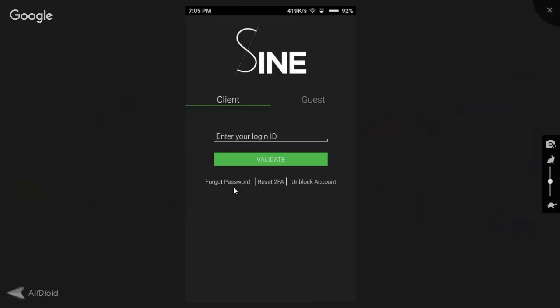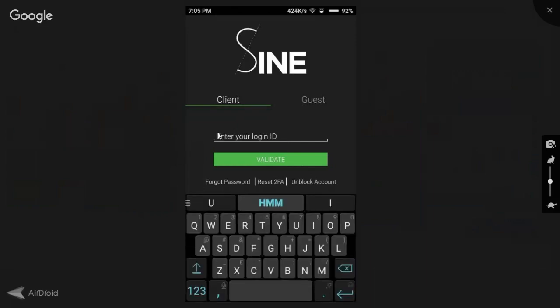If let's say you have forgotten your password, you can do that over here. If you want to reset your question answers, that's also available here. Unblocking your account. Now, if you have forgotten your password and you have entered the wrong password by mistake, then your account gets blocked. So you can unblock it from here. So as you can see, when you're working with us, you have to enter your client code, which starts with Y. And after that, you also have to validate it.